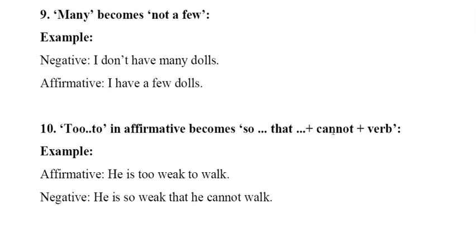Number 9 says many becomes not a few. So I don't have many dolls, so I have a few dolls. Many means, if you find a negative word, it becomes a few. If you find positive, then not a few. So affirmative: I have a few dolls. Negative would be: I don't have many dolls.